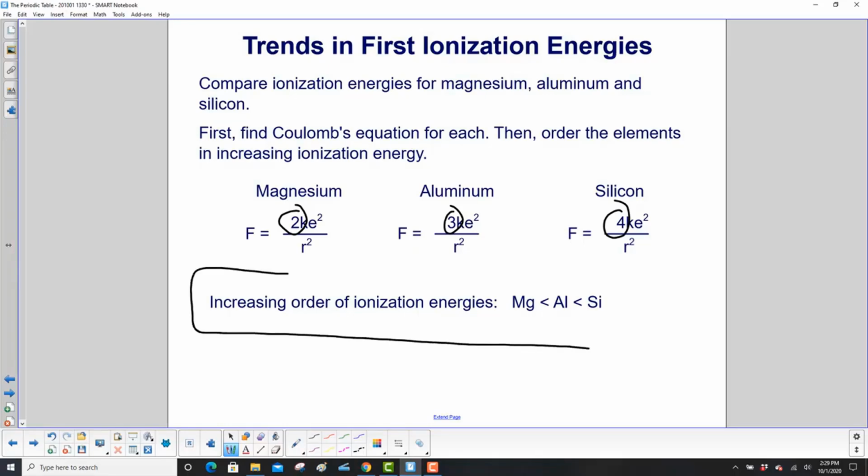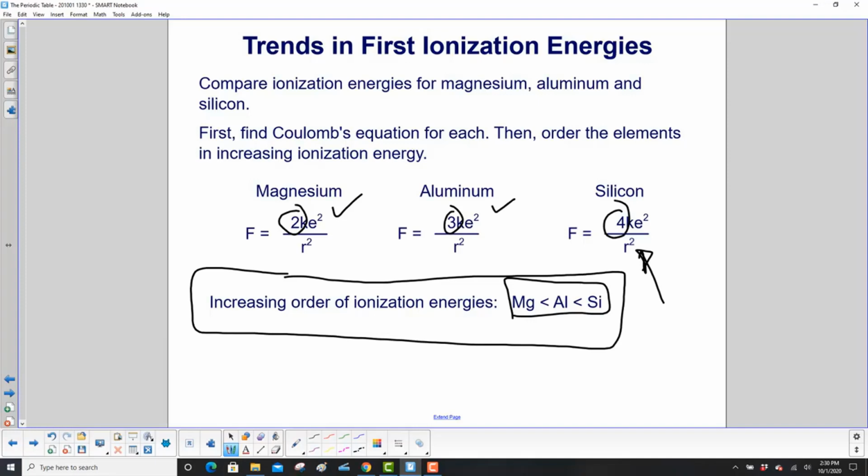So the increasing order of ionization energies is magnesium is less than aluminum, which is less than silicon, because silicon is holding on to its valence electrons a lot stronger because there's a stronger force between the nucleus and the valence electrons. So here's our order. The least ionization energy is magnesium. The nucleus is holding on to them the least. Aluminum a little more, and silicon holds on to those valence electrons the most.